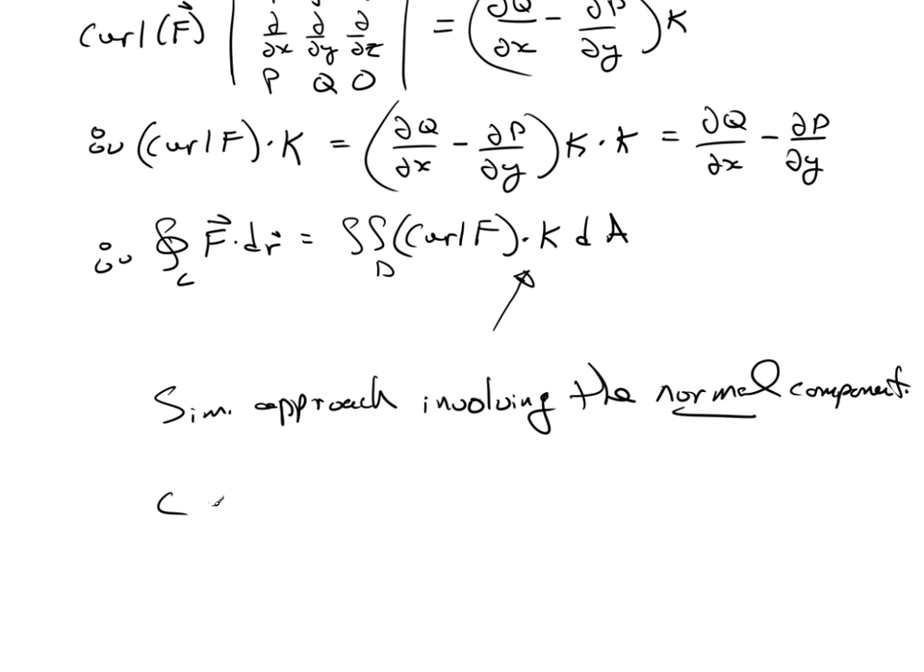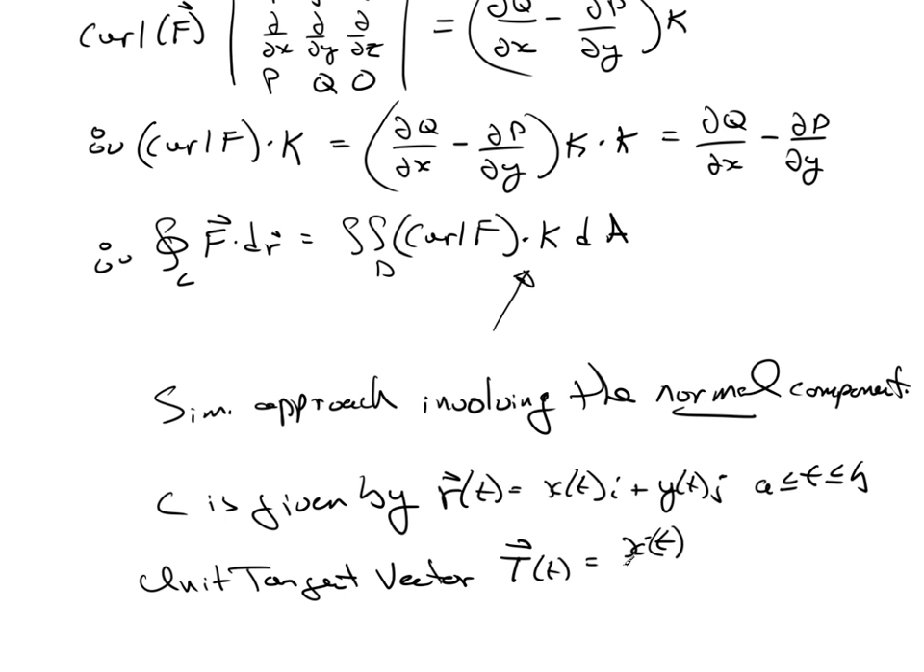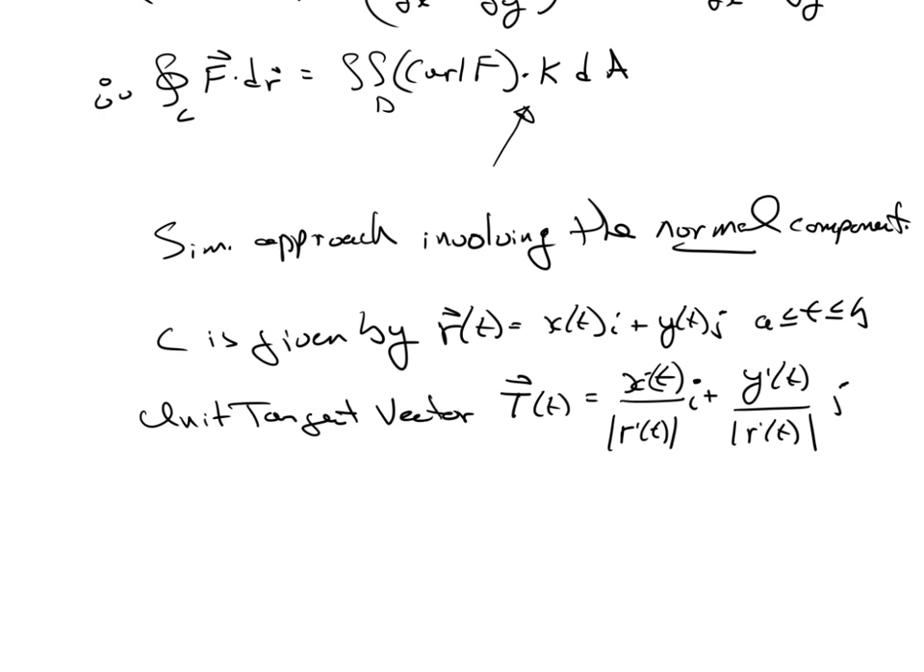So if C is given by r(t) = x(t) i + y(t) j, let's say a ≤ t ≤ b, then the unit tangent vector is x'(t) over the magnitude of r'(t), times i, plus y'(t) over the magnitude of r'(t), times j. And that's just a reminder of how we define the unit tangent vector.